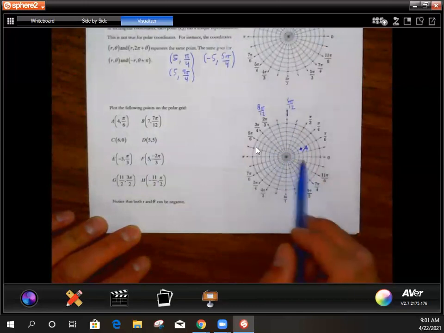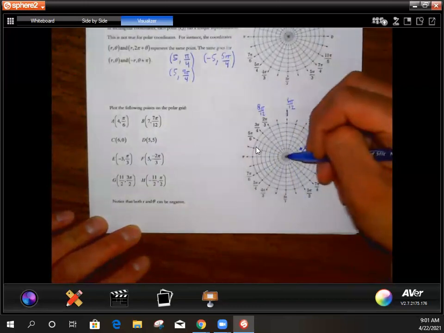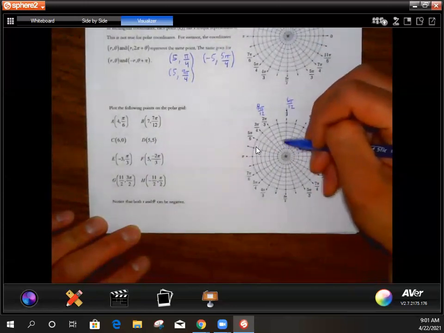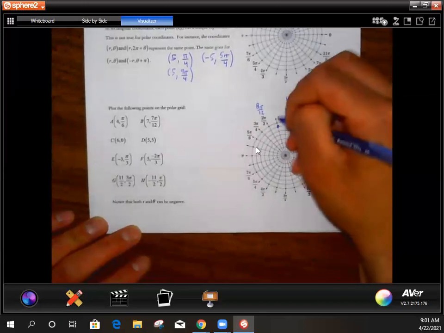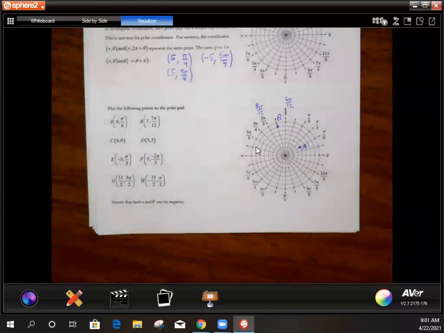All right, so we open up from the positive x-axis 7π/12, and then we move out 7, away from the origin. So 1, 2, 3, 4, 5, 6, 7. And that would be point B.